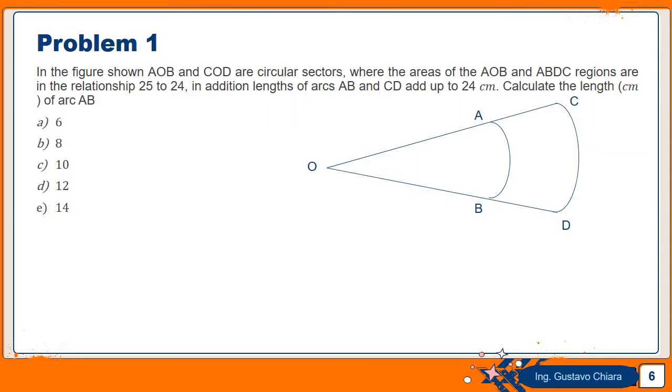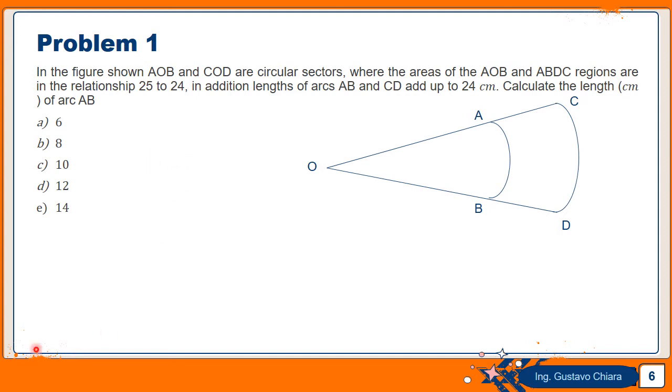Okay, the first problem. In the figure showing AOB and COD, which are circular sectors that we can see, the areas of AOB and the ABCD regions are in the relationship 25 to 24. In addition, lengths of arc AB and CD add up to 24 centimeters. Calculate the length in centimeters, obviously, of the arc AB.